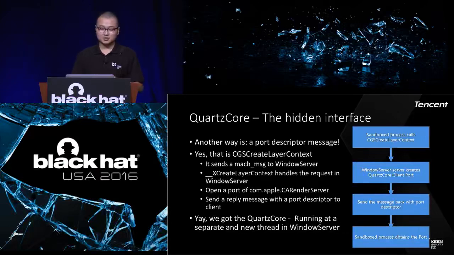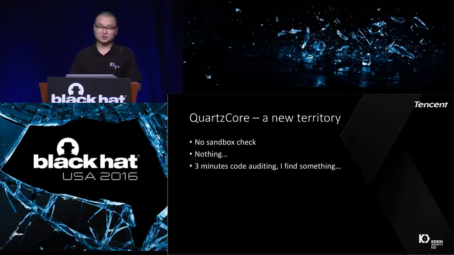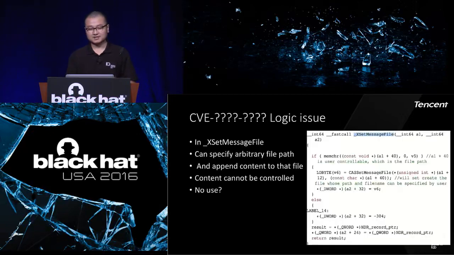Yeah, and in OS X, the API exists, which is CGSCreateLayerContext. If you call it, you will get a Mach port for QuartzCore. And then from now on, you actually can call every API in QuartzCore, and you will find it's very good because you find a lot of logical issues, like you can call this set message file to append some content into an arbitrary file with an arbitrary path. But the privilege has to be WindowServer.